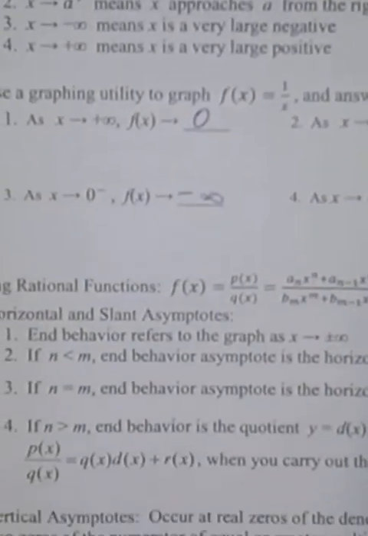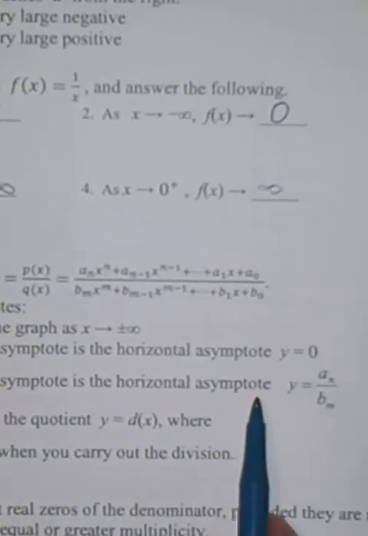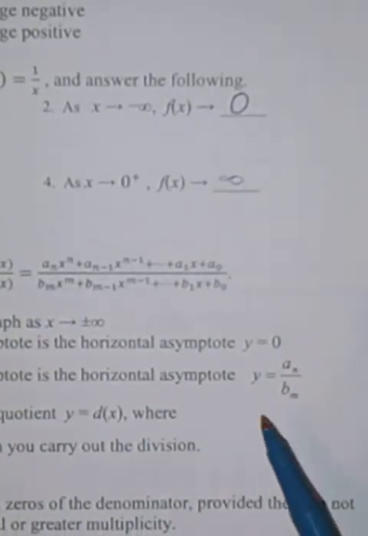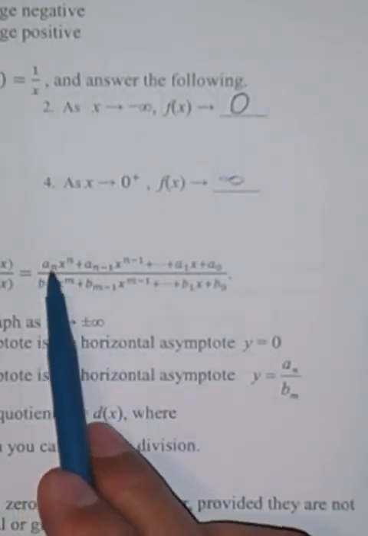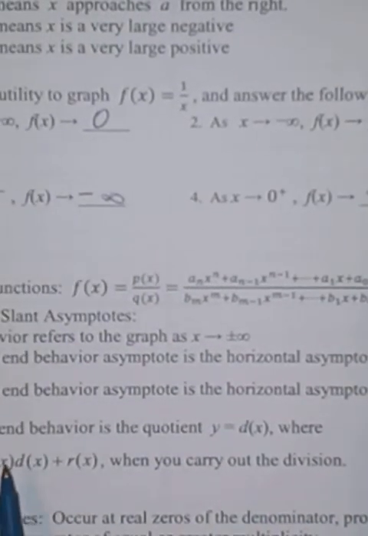Number 3, if n equals m, then the end behavior asymptote is the horizontal asymptote y equals a sub n over b sub m. So notice you construct y equals the number a sub n over b sub m, which is the ratio of the leading coefficients. Okay, and we'll come back and we'll see why.